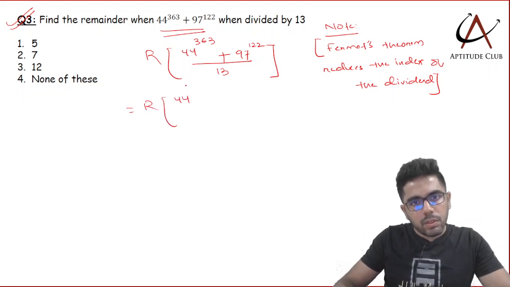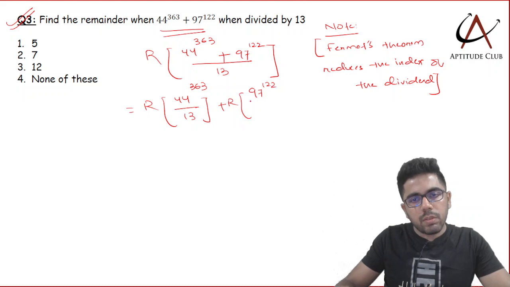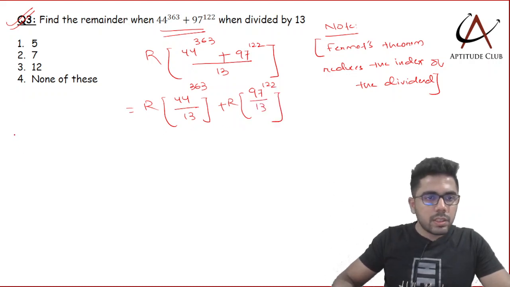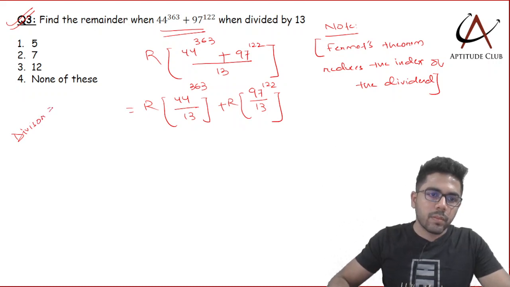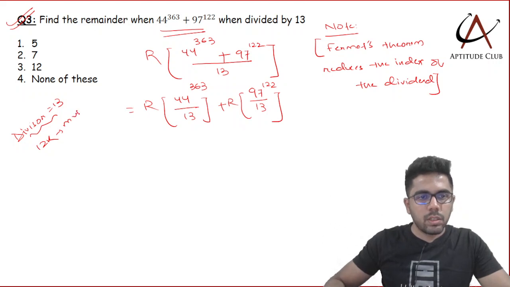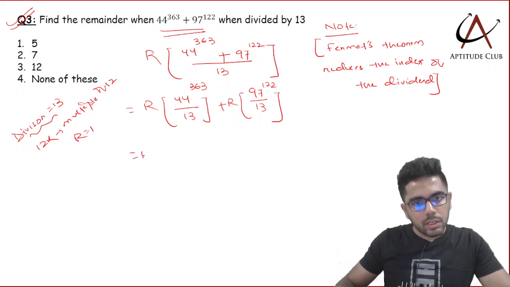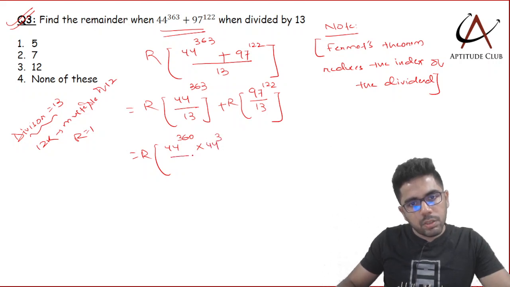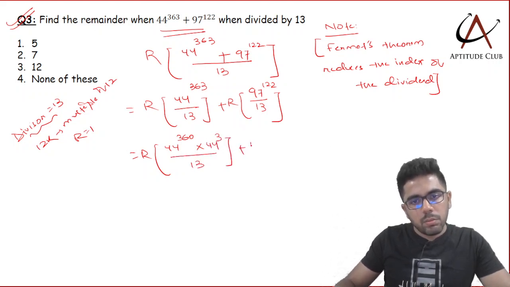So 44 to the power 363 divided by 13 plus 97 to the power 122 divided by 13. Now because the divisor is 13, that means either 12 or any multiple of 12 अगर power में रहा, so the remainder will be 1. So I'll break it in this way, that it is 44 to the power 360 into 44 to the power 3 divided by 13 plus 97 to the power 120, multiple of 12 में मैं break कर रहा हूँ, into 97 to the power 2 divided by 13.